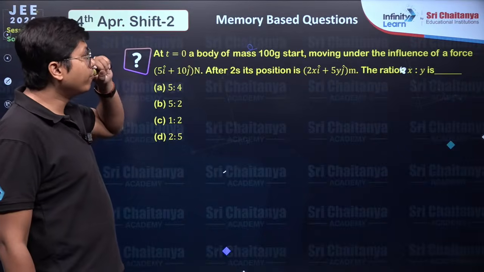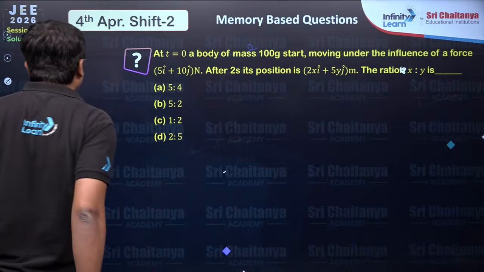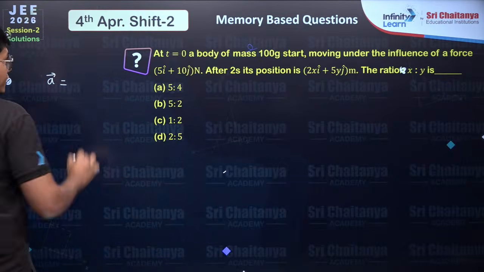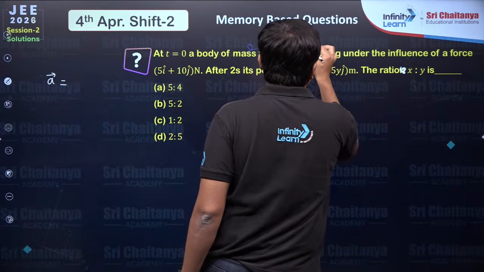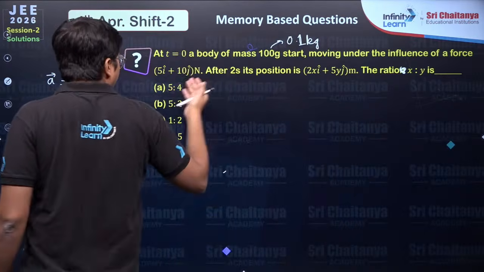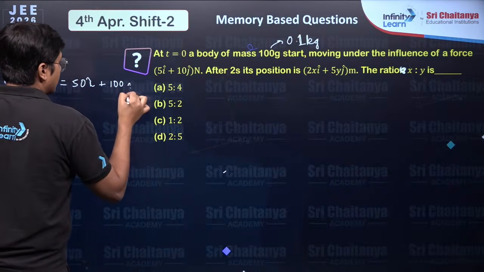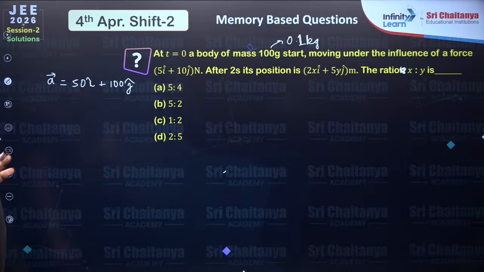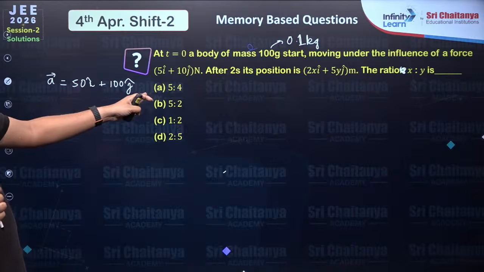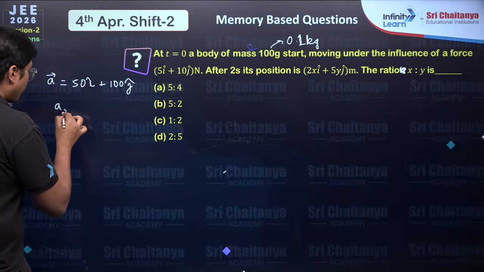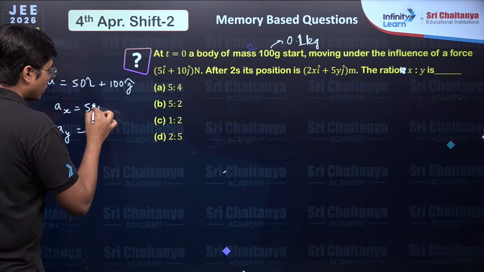But anyway, chalo, over here we have a force. Let's try to get to the acceleration, because then I can find the position on the basis of time. The acceleration vector would be force divided by the mass. Mass is 0.1 kg, keep it in SI units. So if I divide by 0.1, this would become 50 i cap plus 100 j cap, right? Now this is constant acceleration. So AX is equal to 50 and AY is equal to 100.